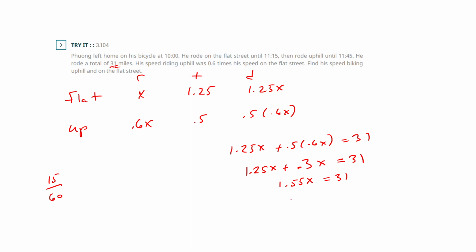Now I'm dividing both sides by 1.55. Nothing changes just because it's a decimal. So I get x is 20. So he's going 20 miles an hour on the flat ground, and uphill he slowed down. So I'm going to multiply that by 0.6 and see what we get. And when he was going uphill, he's going 12 miles per hour.